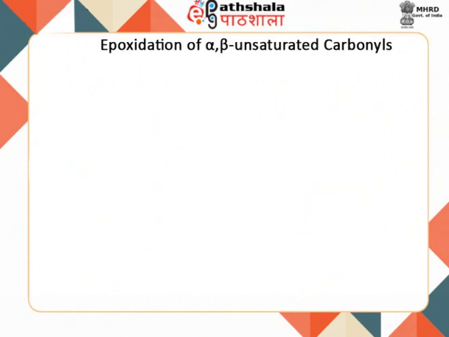Let us consider another nucleophilic addition reaction, which is epoxidation of alpha beta unsaturated ketones. It is carried out by treating an alpha beta unsaturated ketone with hydrogen peroxide under basic conditions. This method is quite good for preparation of epoxides from alpha beta unsaturated ketones, aldehydes, and even sulfones. Here, the nucleophile is the HOO anion, which is generated by reaction of H2O2 with NaOH.